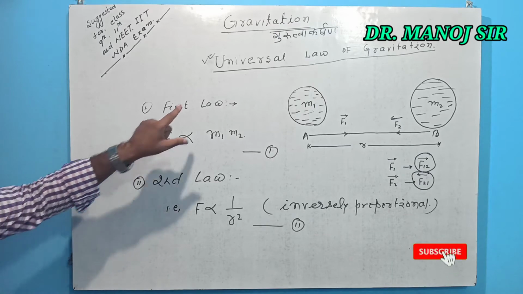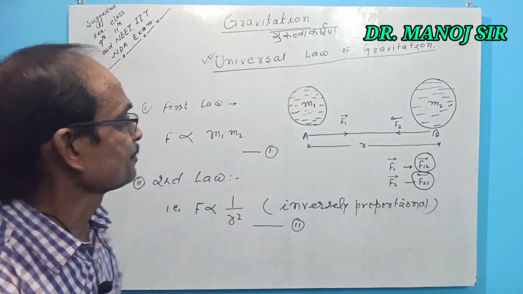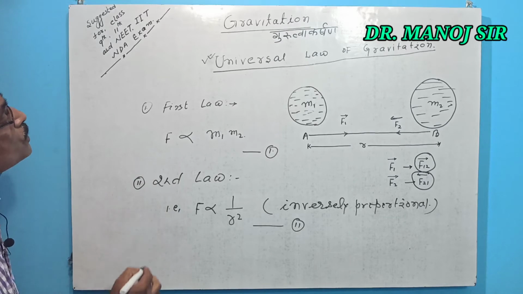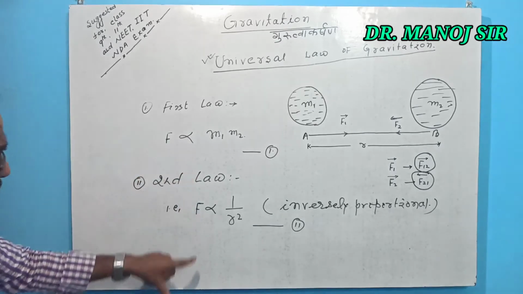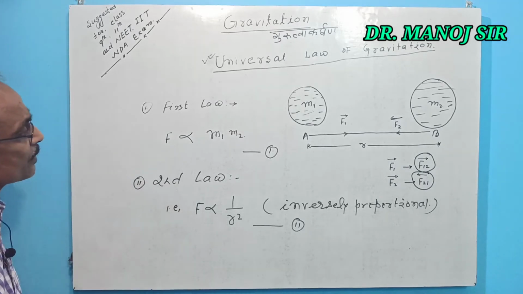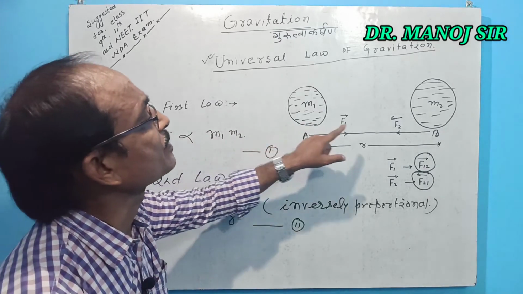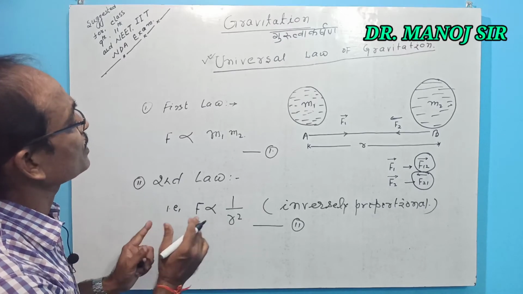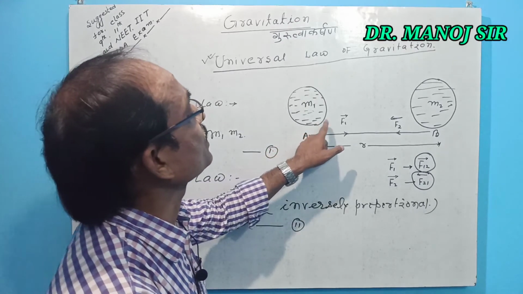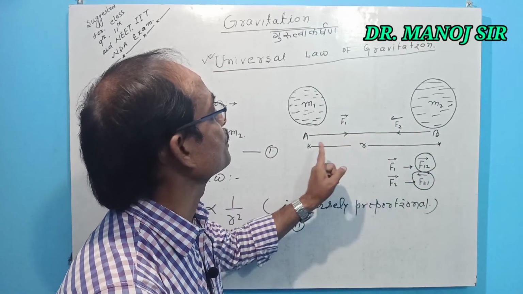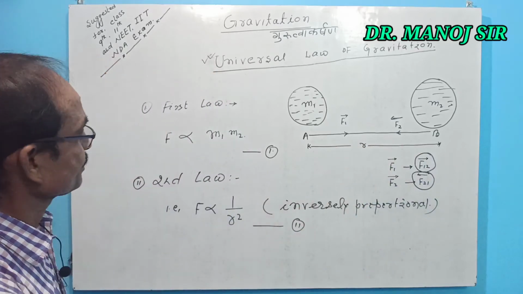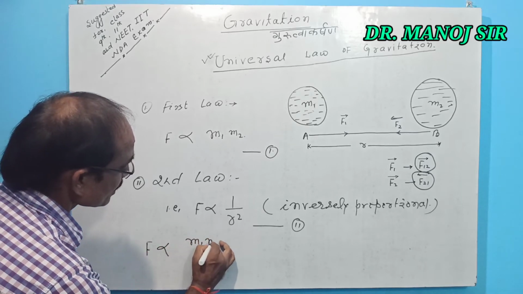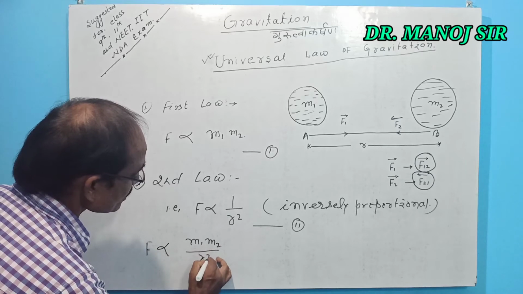Let us consider this is the first equation and this is the second equation. When we combine these laws, that becomes the universal law of gravitation. According to the first law and second law, we come to a conclusion that the force between the two bodies is directly proportional to the product of their masses and inversely proportional to the square of the distance between the two bodies. Means F varies as m1 m2 by r square.